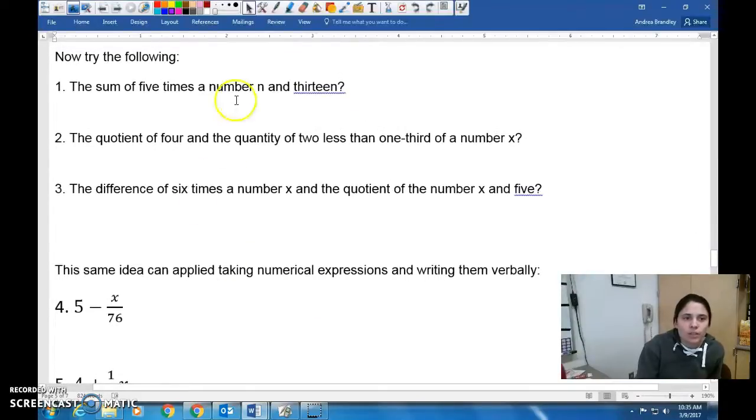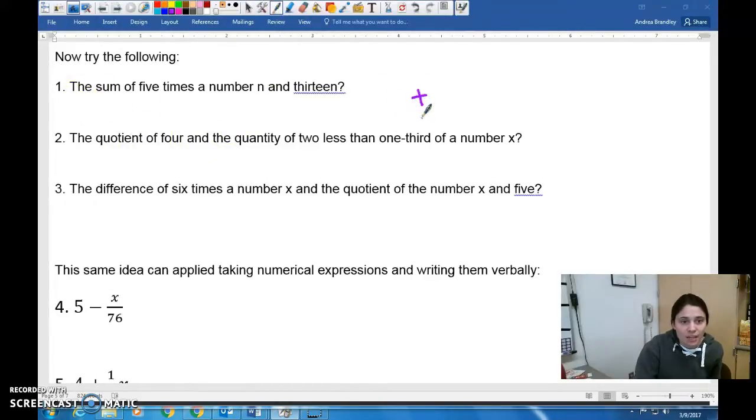So it starts with the sum, and we just talked about above, the sum is addition. So I know I'm going to be adding something. So the sum of 5 times a number n, so I have a 5, then I'm multiplying that by some number I'm calling n, and it's the sum of that and, so the other side of my addition sign is 13. So the sum of 5 times a number n and 13 is 5n plus 13.